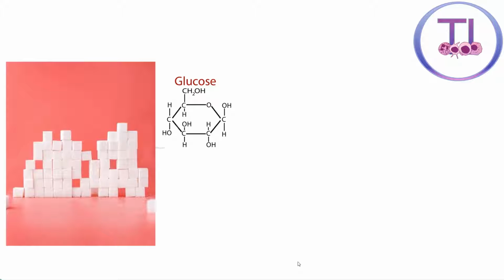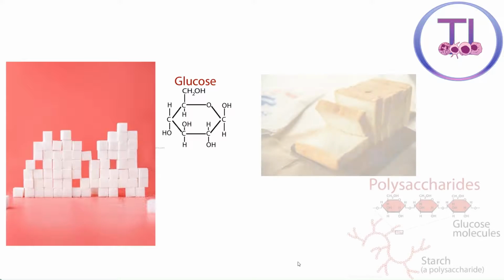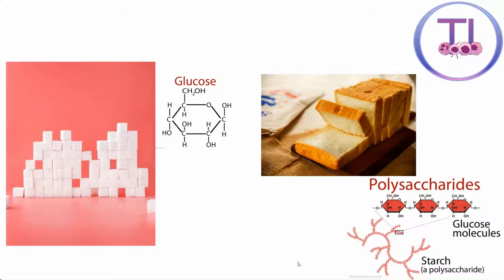And what we can also find is that we can put multiple of these subunits together, and that makes what we call a polysaccharide. A good example of a polysaccharide is going to be starch. So if you think about sugar, you can see it in two different ways. You can see it in those white cubes, in the pure sugar that you would have put in your tea or your coffee, or you can see it as a more complex design, and that could be something like bread.